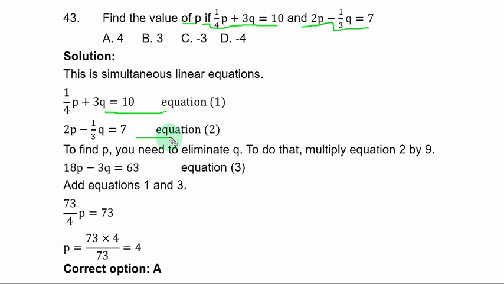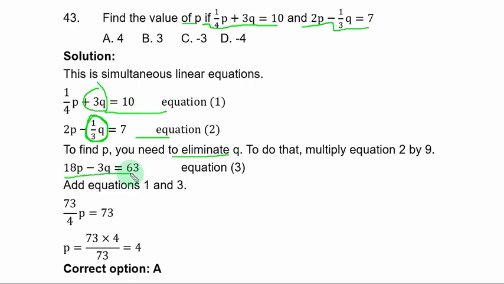Now to find P, you need to eliminate Q, because you are asked to find only P. So let's do away with Q. Now to do that, Q must have the same coefficient in both equations. Now observe very well. It is easier to get 3 from here if you multiply it by 9. For that reason, you multiply through equation 2 by 9, and you have 18P minus 3Q equal to 63.